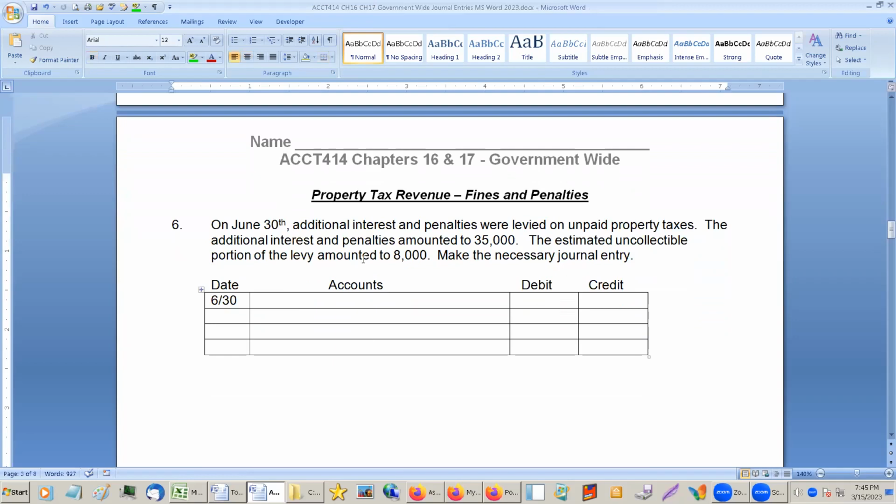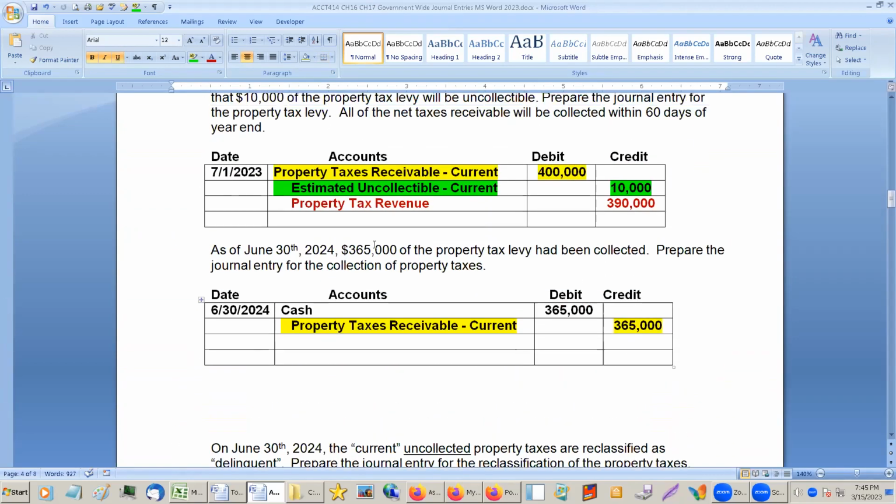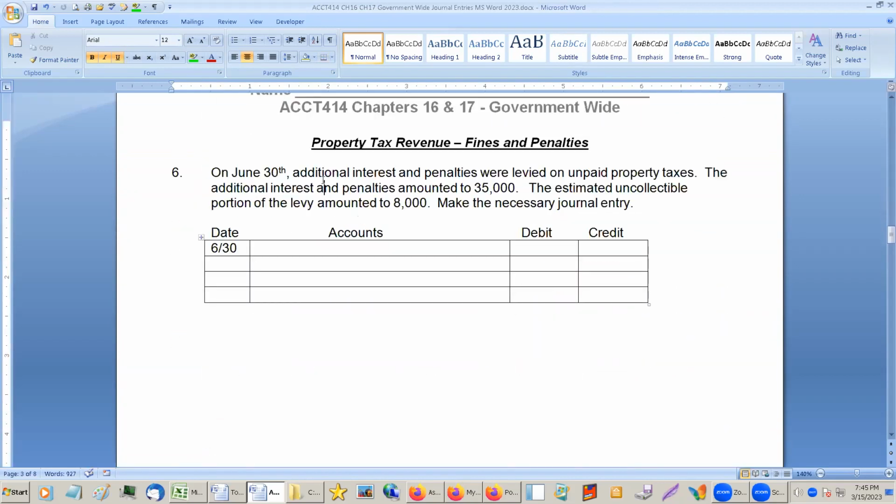One of the things, and this kind of goes hand in hand with it, I don't know why I didn't put those all on the same page. I could have easily done it. There's tons of room up here. Anyway, sorry about that. I'll condense this handout. It won't help you guys. Oh, and actually, it will help you guys because these are government-wide. We're also going to have a fund accounting handout that's exactly the same, except that it has different journal entries.